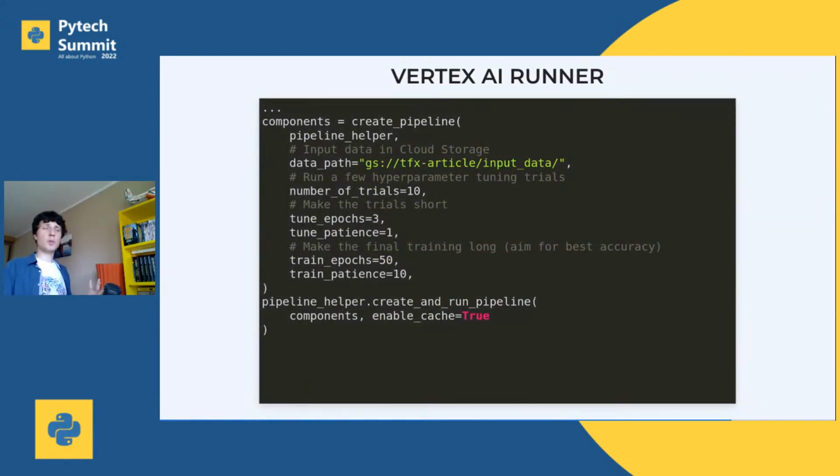Then we run our pipeline creation function and use the pipeline helper to create and run the pipeline. Please notice that there's a parameter called enable cache. This is a very nice feature of TFX. It allows you to very easily cache your pipeline executions. If you activate this and TFX sees that the inputs to a component didn't change from the previous run of the pipeline, it will skip execution of that particular pipeline step and use the results from the previous execution. So you get a very nice caching mechanism basically for free.